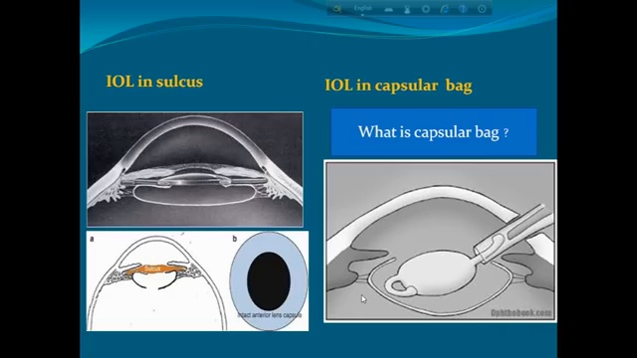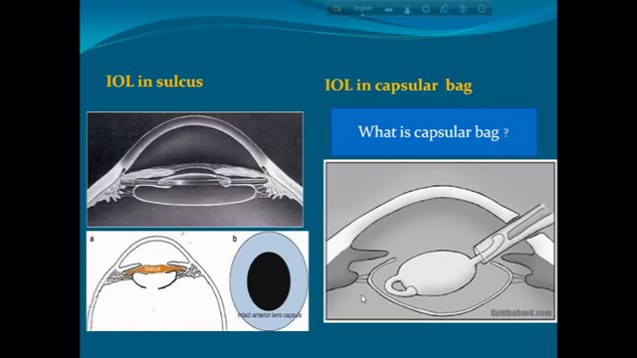Some examiners ask whether your IOL is implanted in the capsular bag or in the posterior chamber. You should clearly identify these concepts. You know what the space of the posterior chamber is. Posterior chamber space is in between the iris and the posterior surface of the capsule. This is the space of the posterior chamber.